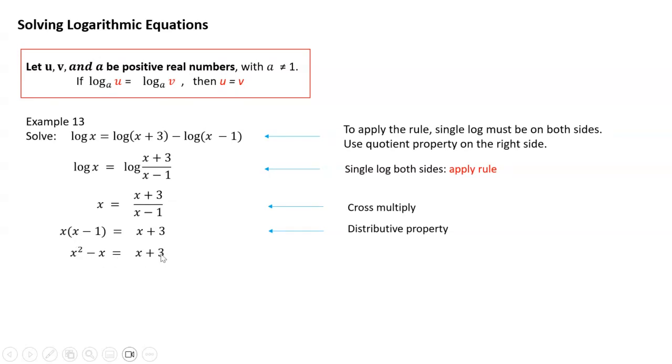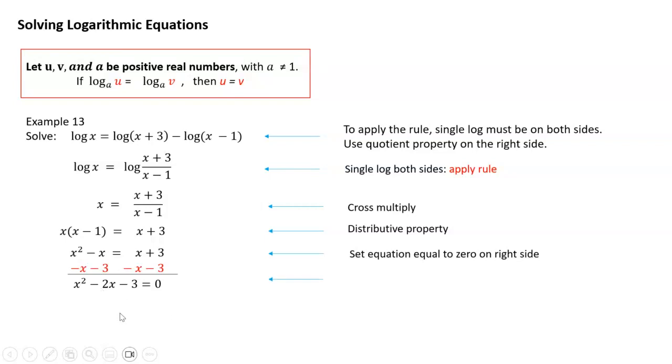And like I mentioned earlier, every time that you have something squared, like x squared, we have to let it equal 0. So we're going to subtract x and subtract 3 from both sides. That way we can set the equation to 0. So this gives us x squared minus 2x minus 3 equals 0. Why? Because negative x minus x will give us a negative 2x. On the right side, it'll be set to 0.